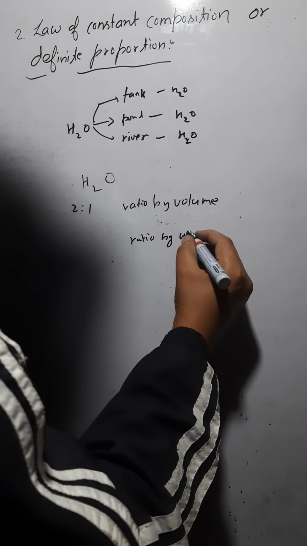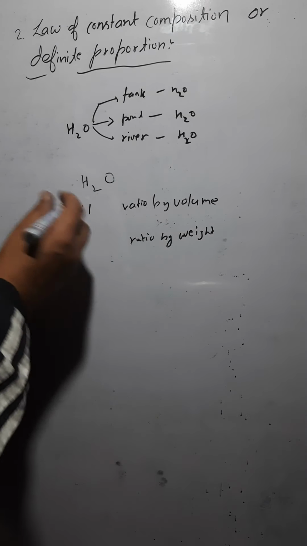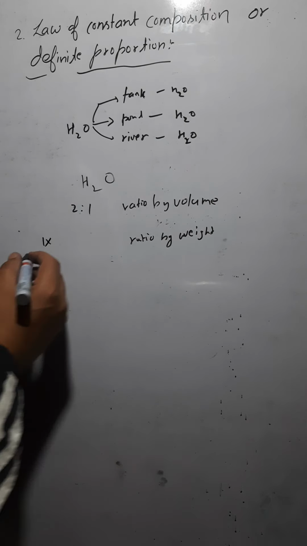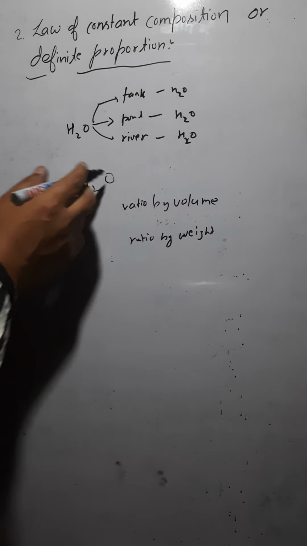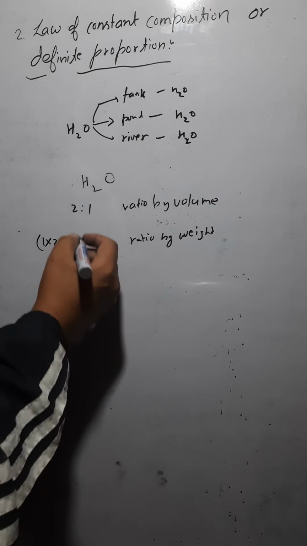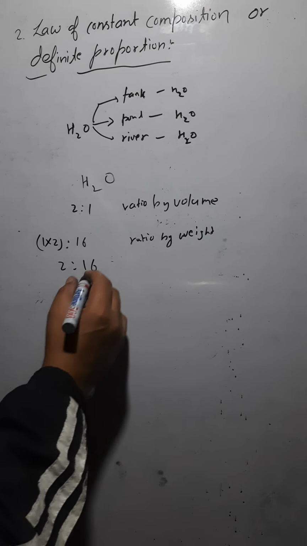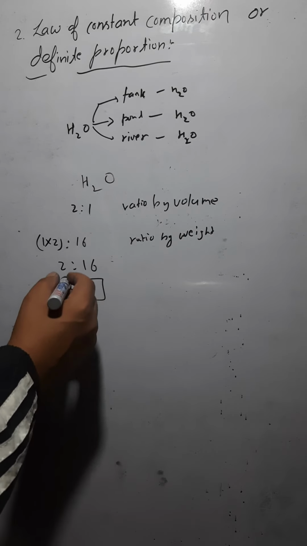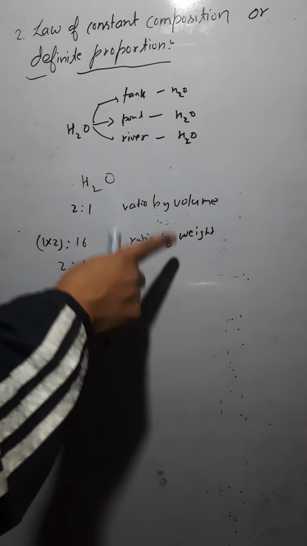If you see the ratio by weight here, can you tell me the mass of hydrogen? It is 1, and 2 atoms are there, so I would multiply it by 2. So the mass of hydrogen is 2. And what is the mass of oxygen? It is 16. So the ratio is 2 to 16, and you can cut by 2. So you have 1:8. Getting it or not? So always hydrogen and oxygen are going to combine in a ratio of 1:8 by weight.